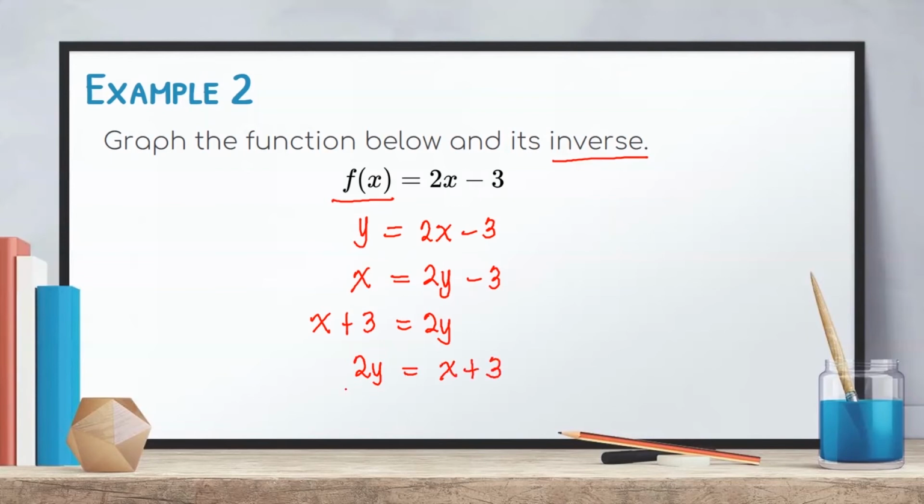Next, divide both sides by 2 because the numerical coefficient of y should be equal to 1. So 2 divided by 2 is equal to 1. So we will have y equals x plus 3 over 2. Finally, change y into the inverse of f of x.